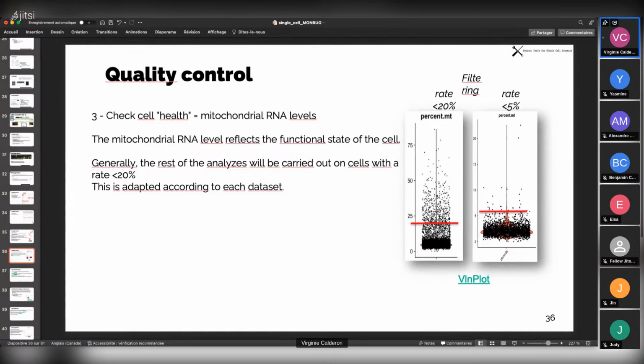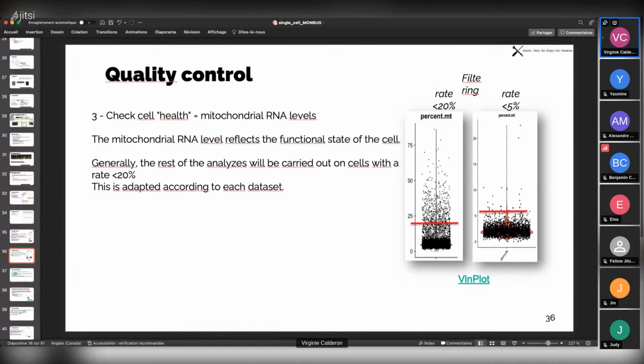Okay, so we'll focus only on these cells here. But sometimes 20% is not the right fit. In this example, I have the violin plot for another experiment, and you see that the scale is really different. If I put 20%, I will not remove any cells. I have few cells here, so maybe I can just drop the threshold to 5%, and say, okay, I will keep all the cells with a rate lower than 5%.